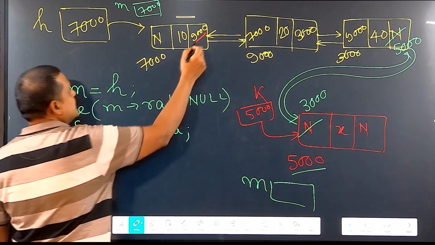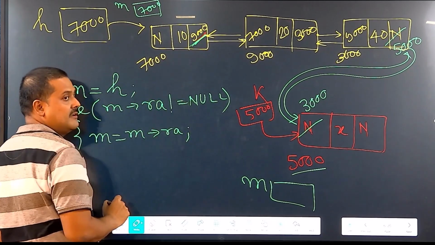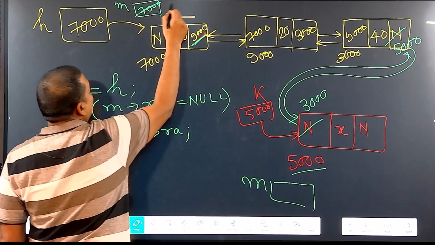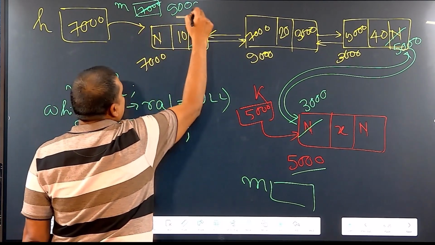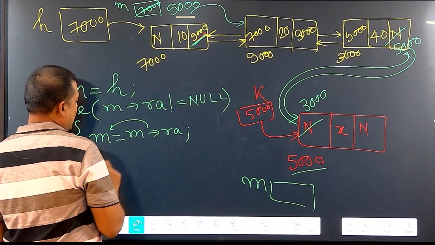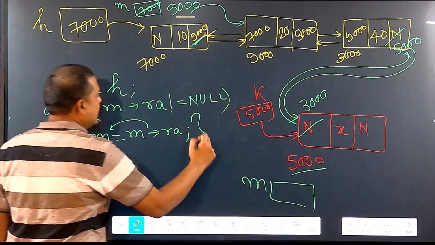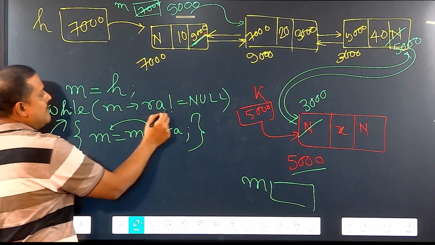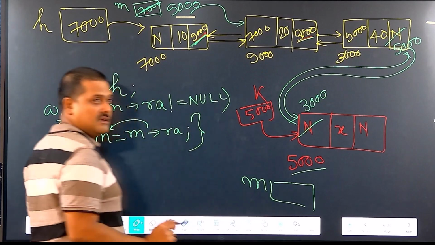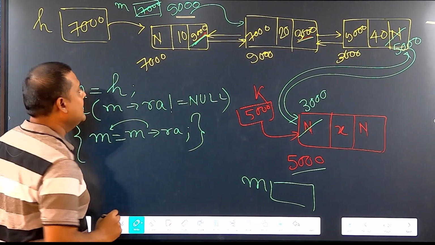So, right address is this one, so this value will be assigned here. So, m is now 9000. m is now pointing to this location. Then I will reiterate this loop. Again I will check m arrow right address, 9000 arrow right address, is it null? No, it is not null, it is 3000.